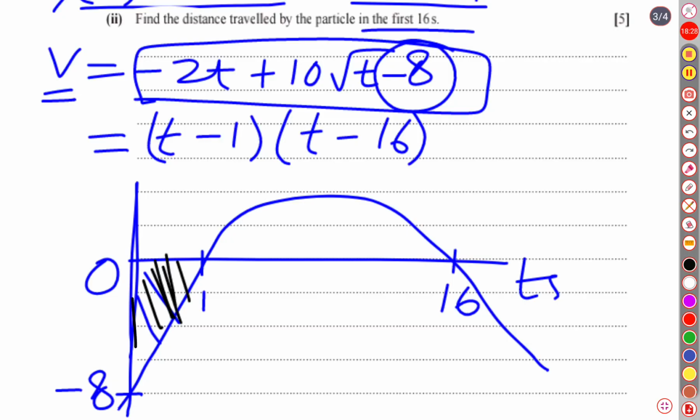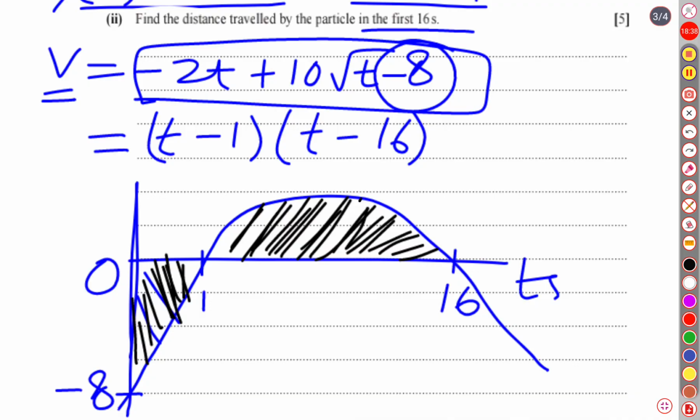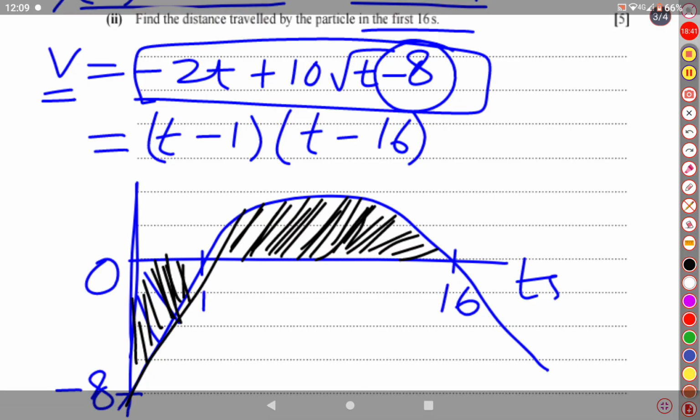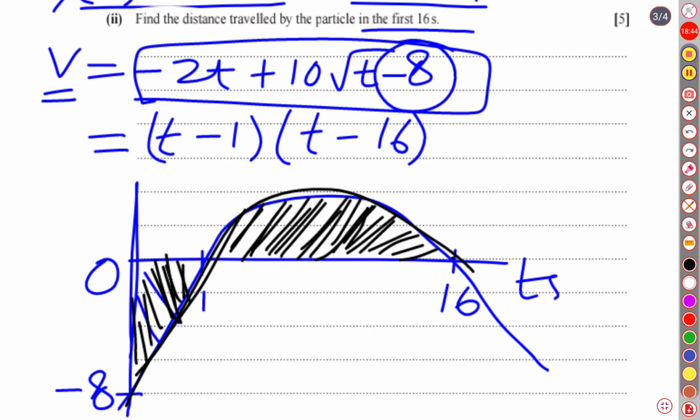This portion lies below the x-axis, whereas this portion lies above the x-axis. So if you find the distance starting from here to here until the last 16 seconds, it will be a great mistake, because the portion lying under the x-axis will produce a negative value. That's why we will have to find the distance part by part. First we'll find this portion. For this portion we will find the integration of the velocity function.